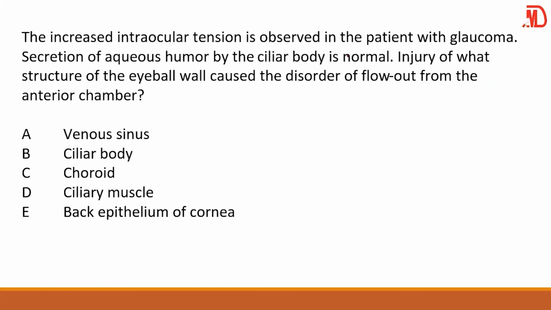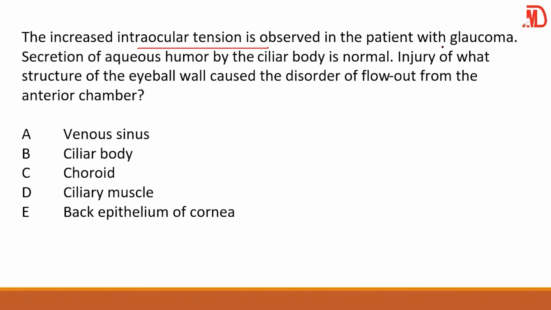An increase in intraocular tension. Normally we call it what? Glaucoma. Glaucoma to me means an increase in intraocular pressure. And the pressure is supposed to be around 16 to about 20, 22. If it's more than that, then we're having a glaucoma. Now they say there's an increase in intraocular tension observed in the patient.